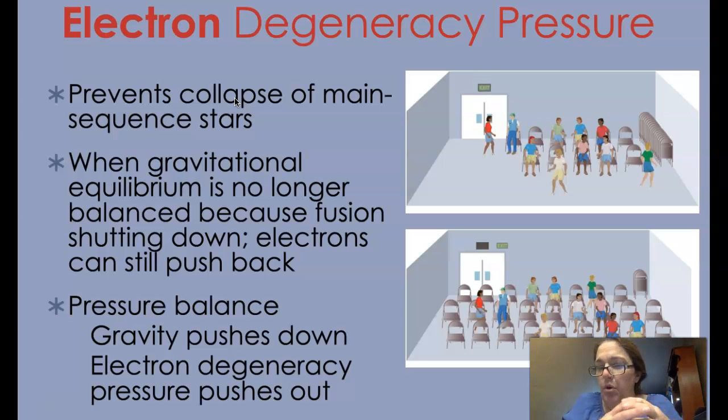But once we have a white dwarf, fusion is no longer occurring. So the only thing that is holding up that star is electron degeneracy pressure. Think of your room and how many people can you put in that room before everyone in the room goes, don't put another person in here. I cannot occupy the same space as the next guy. So electron degeneracy pressure is pushing out. The other one is two magnets. When you push the magnets together, they just won't get any closer.